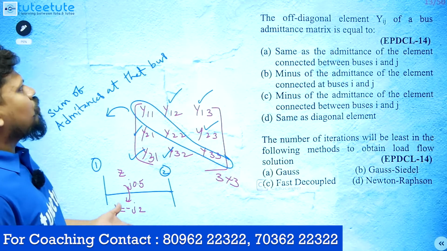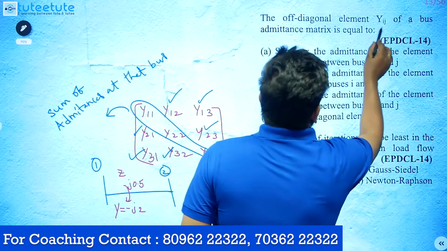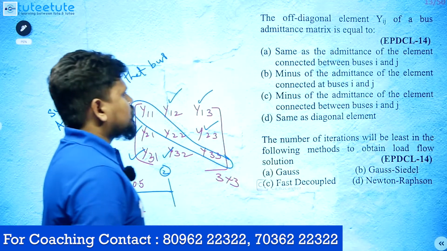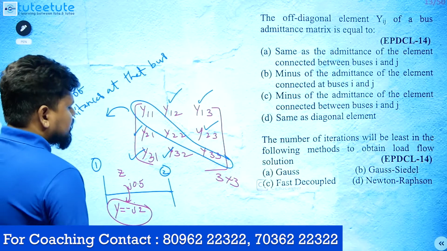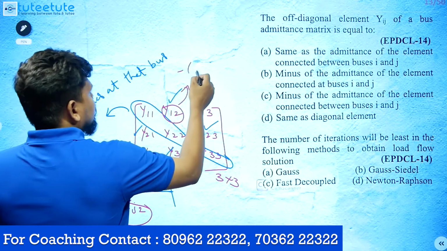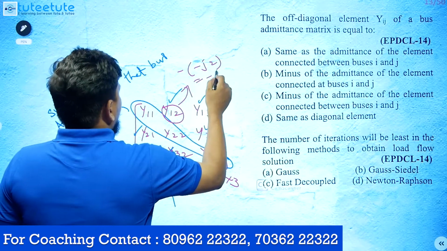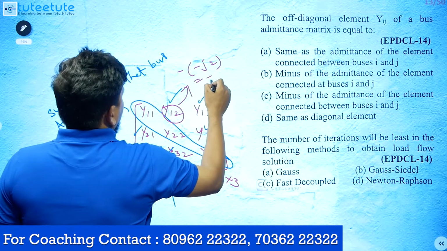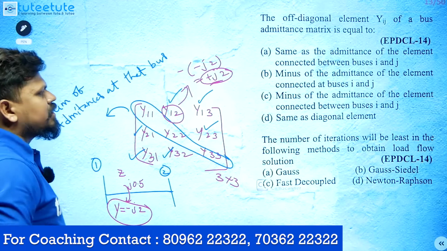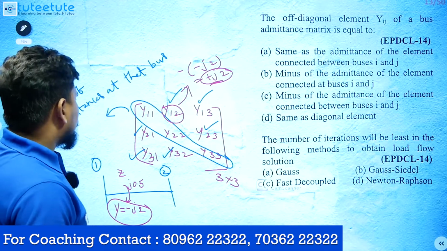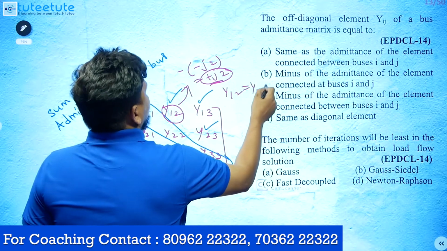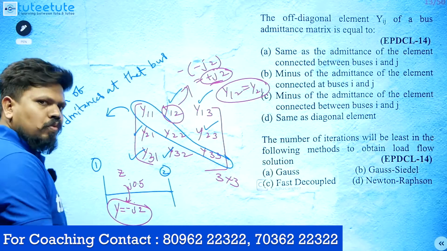Now what they have asked is what you will give for the off diagonal elements Yij, that means Y12 in this case, of a bus admittance matrix. For Y12 you give minus of minus J2, that means plus J2 only you will get. So minus of whatever admittance is present here, that value you will give. Understanding, right? So between 1 and 2 you get Y12, and similarly Y21 also you will get the same thing, because 1 to 2 or 2 to 1 is the same thing.